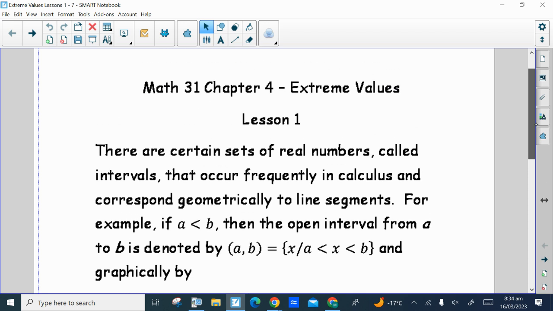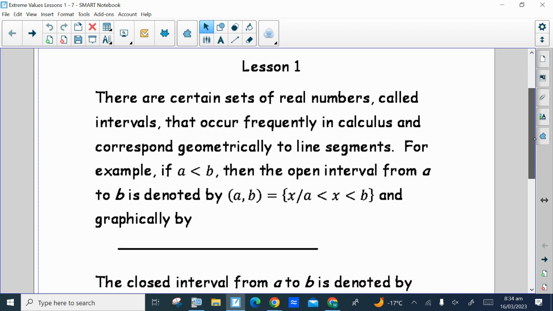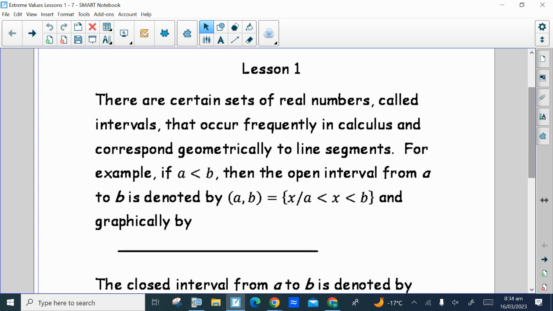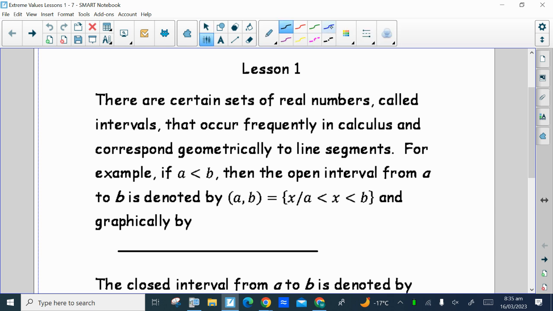So first, let's go over or review what we learned before about intervals and inequalities. There's a certain set of real numbers called intervals that occur frequently in calculus and correspond geometrically to line segments. For example, if A is less than B, then the open interval from A to B is denoted by, and so there are two different notations here. The first being our interval notation. Remember, the shape of the brackets is important. It tells you whether the end values are included or not.